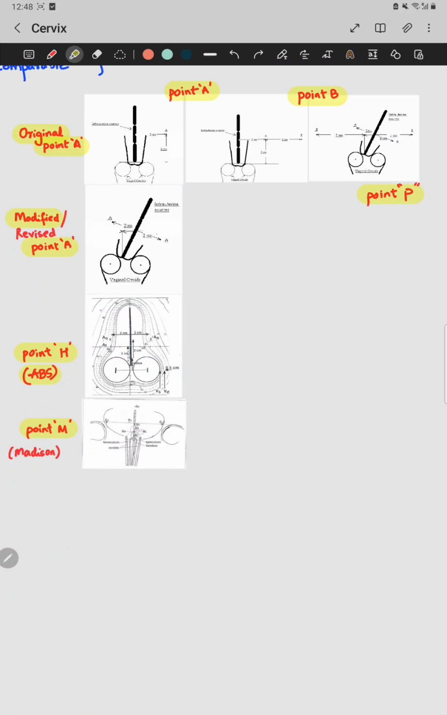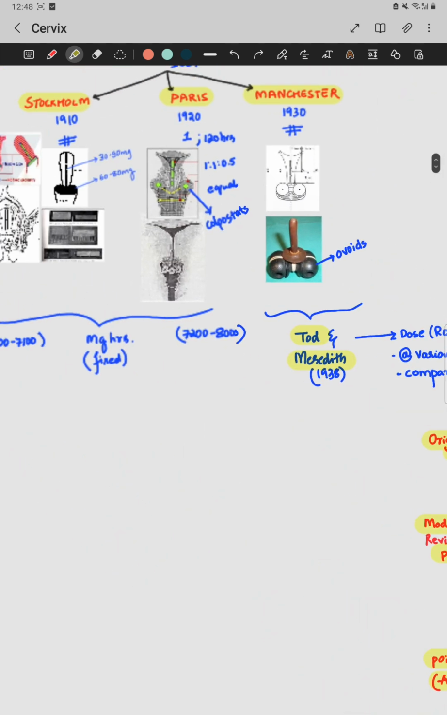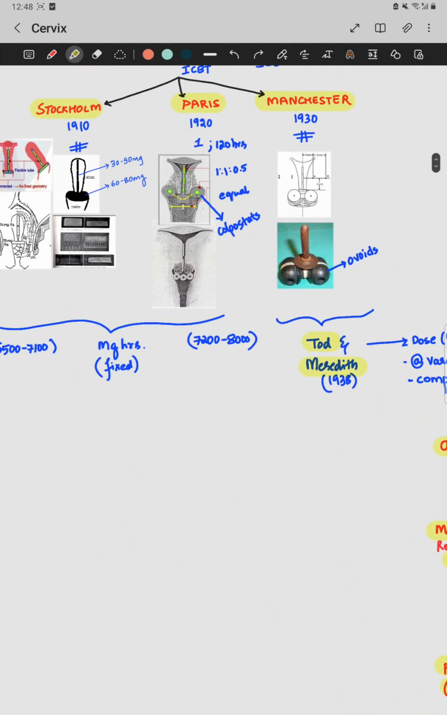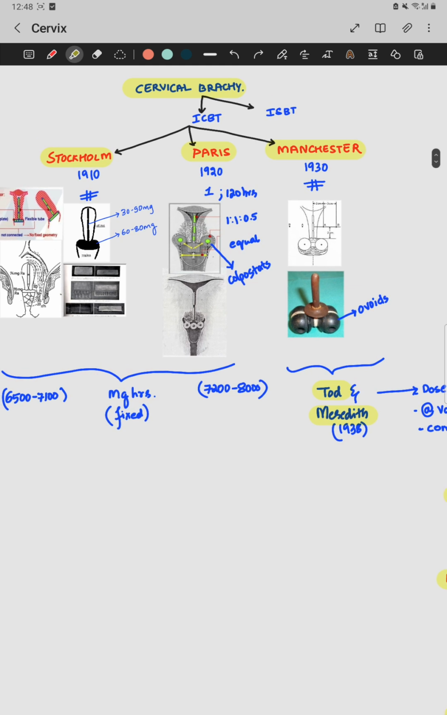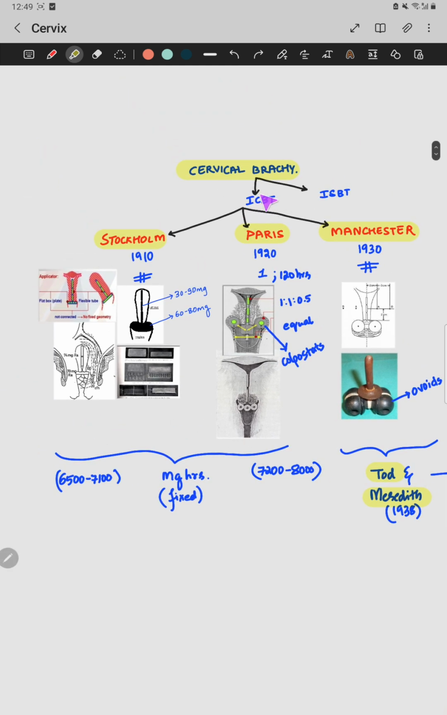Hello, so I wanted to talk about all of the points A, B, H, M, and P in the cervical brachy system, cervical ICBT system. But before that, how did we come to this and what do we practice now? So, cervical brachytherapy, as we know, it's the ICBT and ISBT. IC is intracavitary, IS is interstitial.